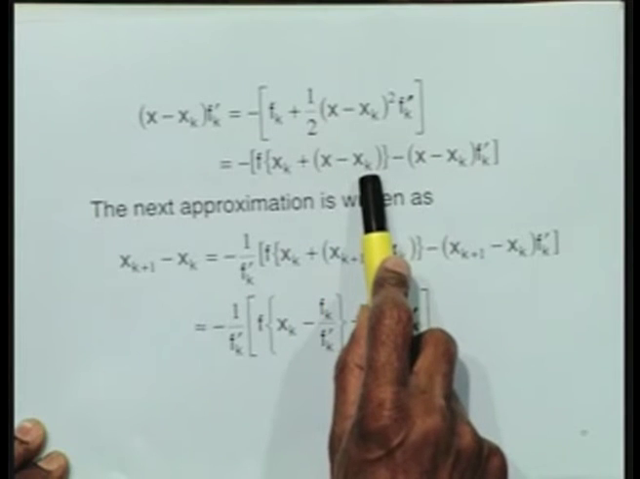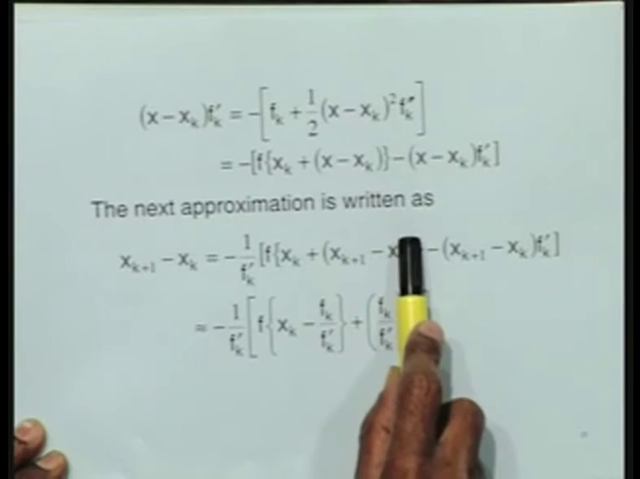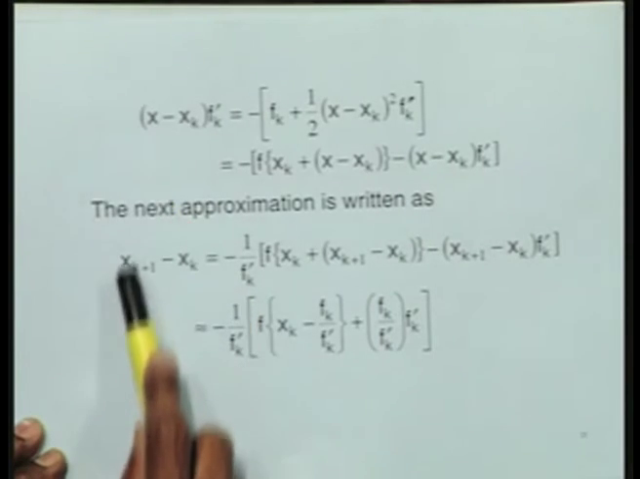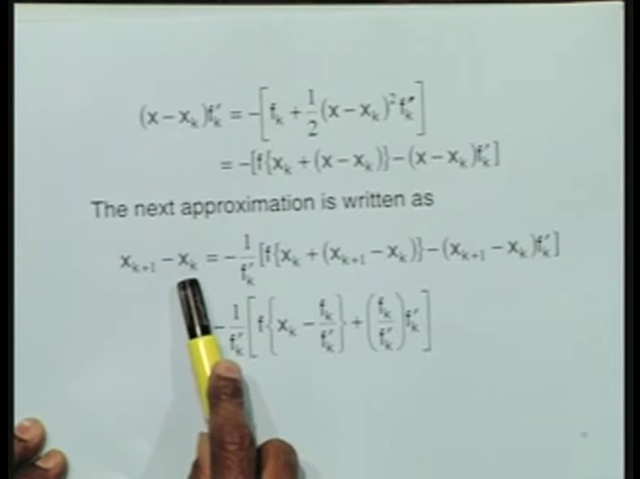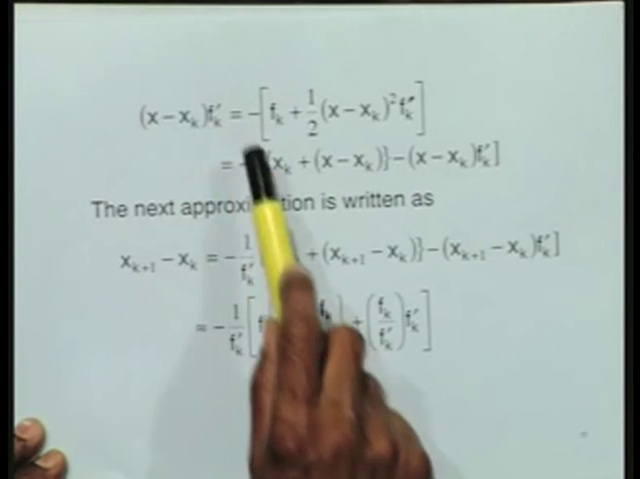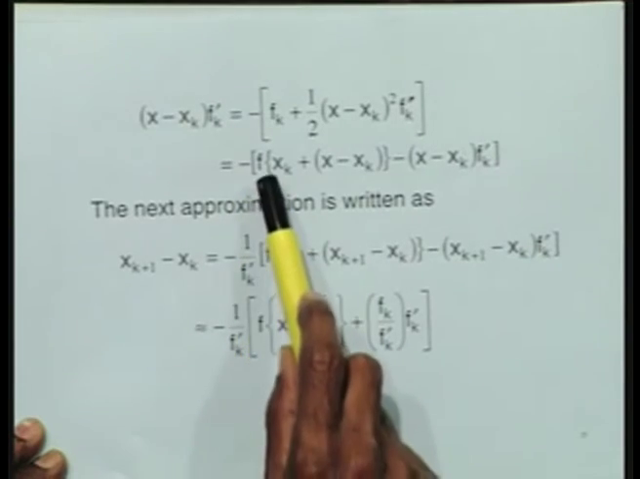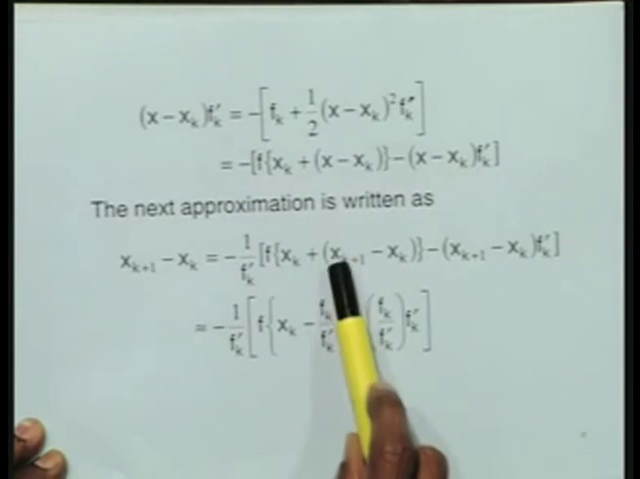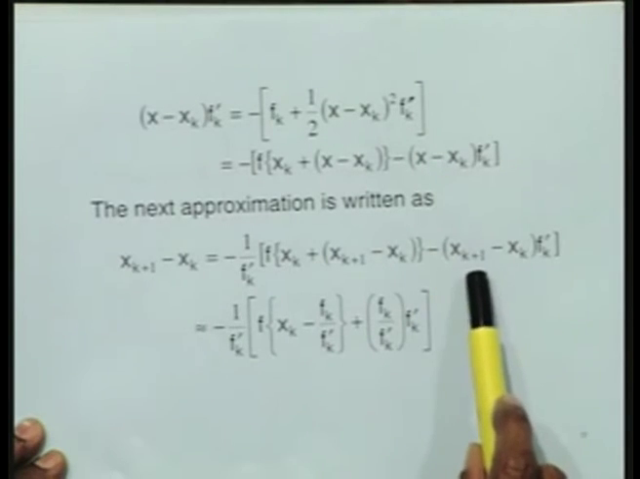Now if you look at this one, this is now being evaluated at a new point xk plus x minus xk. Once I am able to write this, I can immediately write down the next approximation, replacing x by xk plus 1. So this is xk plus 1 minus xk. I bring f prime k to the right hand side. So minus of 1 upon f prime k, f of xk plus xk plus 1 minus xk, and this x also is replaced by xk plus 1.